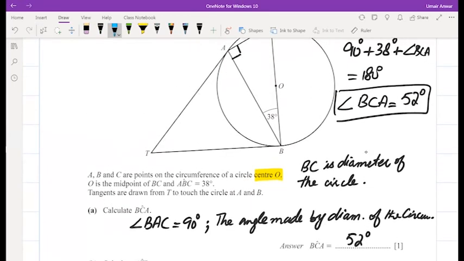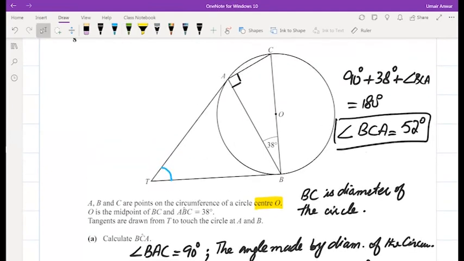So this is the angle that we need to calculate. A very important property of the circle is that if a tangent is drawn to a circle from any external point, and the same point is joined to the center of the circle, the angle of the tangent with the radius at the point of contact is going to be 90 degrees. So from this information, we can subtract 38 from 90 and find this angle to be 52 degrees. The angle ABT is going to be 52 degrees.